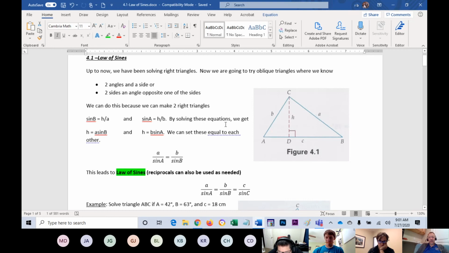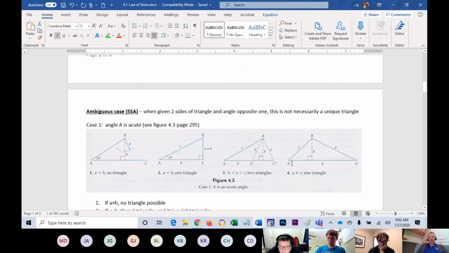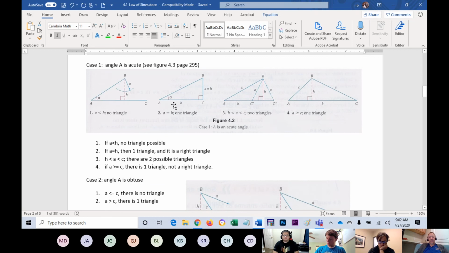Well, in both of these cases, this height is the same length on this triangle as it is on this triangle. Okay, and so when we set this h equal to each other, then you've got the sine of A over A equals the sine of B over B. Okay. And it works the same way with sine of C. So that just leads to your law of sines there. And the nice thing is it doesn't have to be an acute triangle. You can have these other triangles here as well.